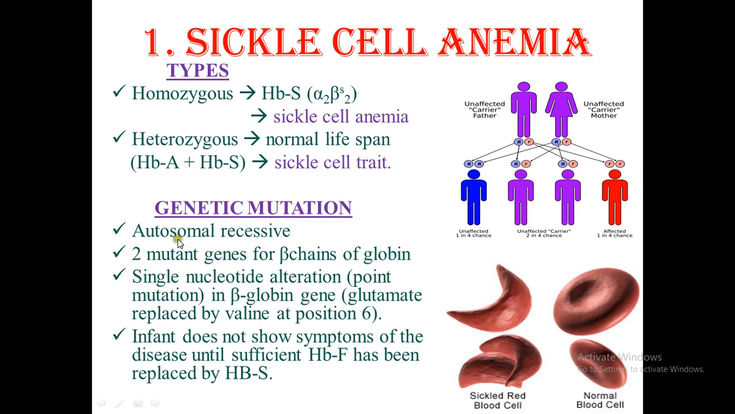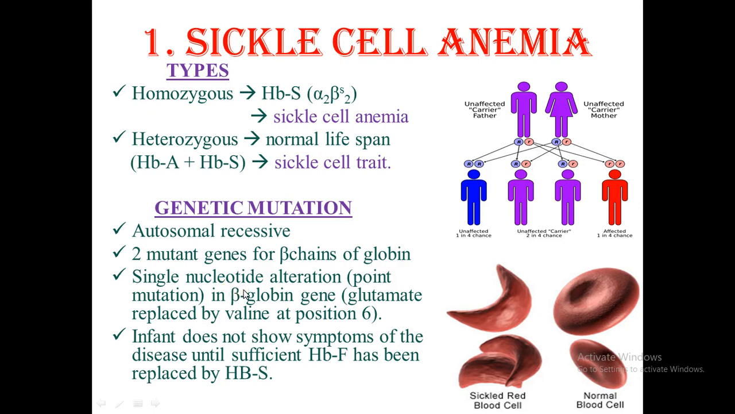Like we have already discussed, it is an autosomal recessive disease. Autosomal means both genders can be affected, males and females. What does recessive mean? It means that one gene needs to be inherited from both parents, then only will the child demonstrate the full-blown disease. Two mutant genes for beta chains of globin need to be present in the child in order to demonstrate all the signs and symptoms of sickle cell anemia.